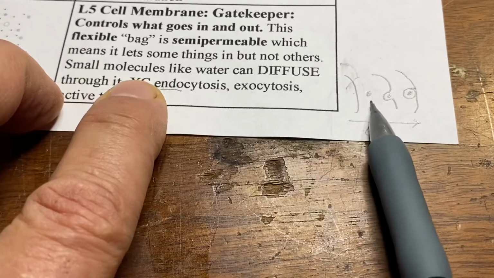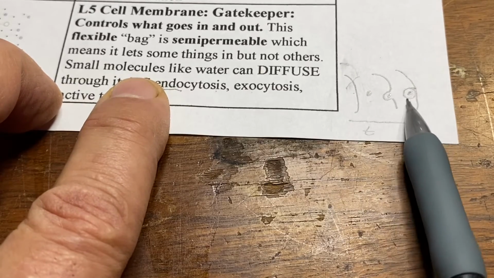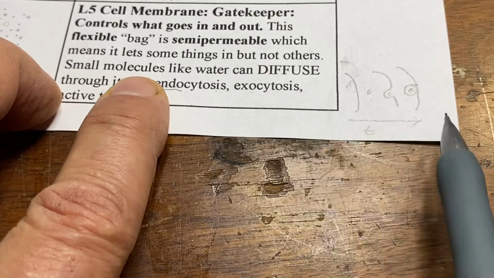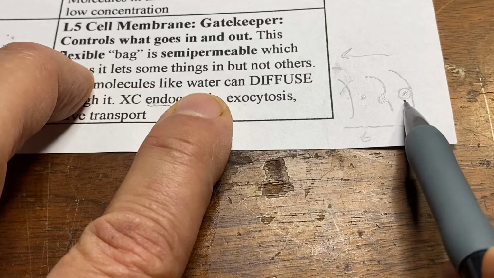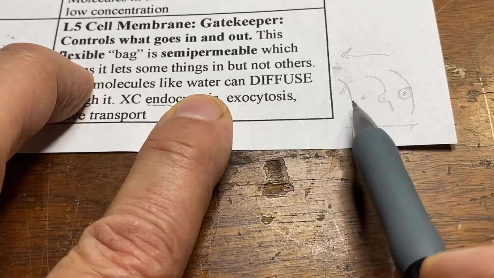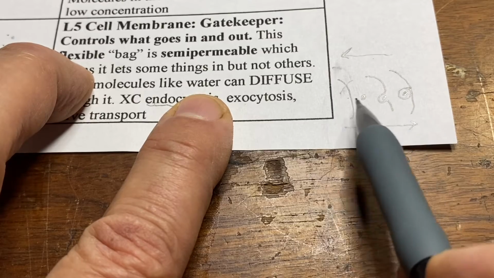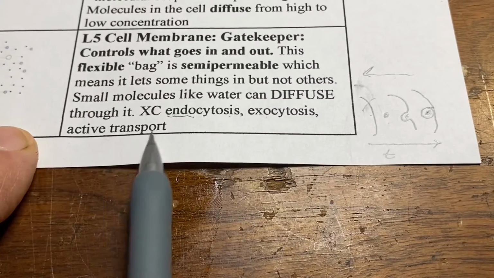Endo is a prefix that means in. So when a cell makes a vacuole to bring something into the cell, that's called endocytosis. The prefix exo means exit. And so when a cell makes a vacuole to make something exit the cell, that's called exocytosis. They're both examples of active transport.